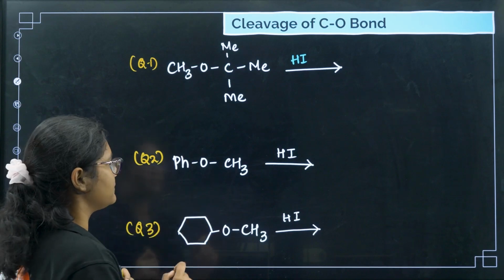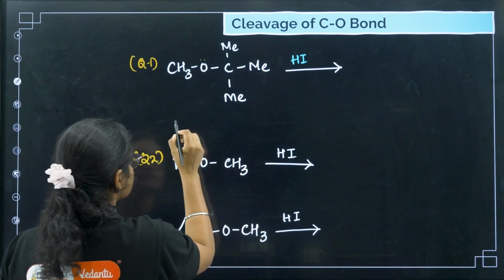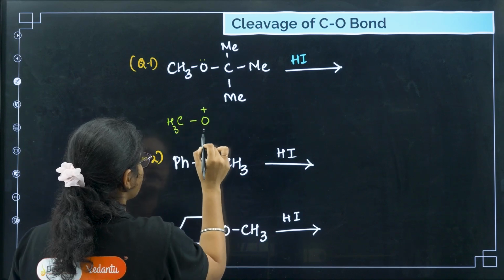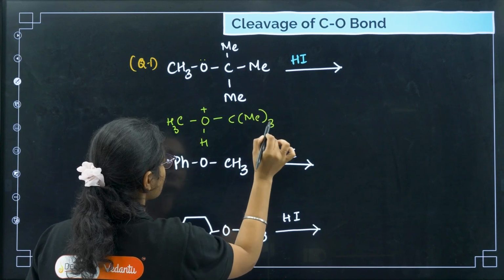First, the lone pair of O will attack on this one, so I'll get CH3, O plus H, then we have CMe3.